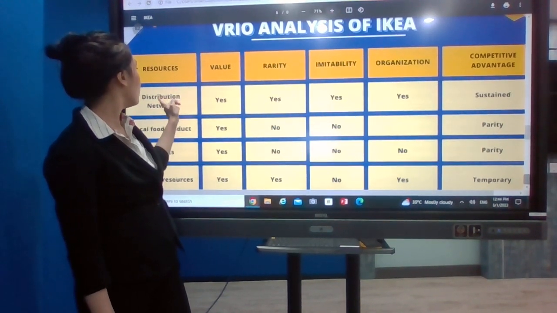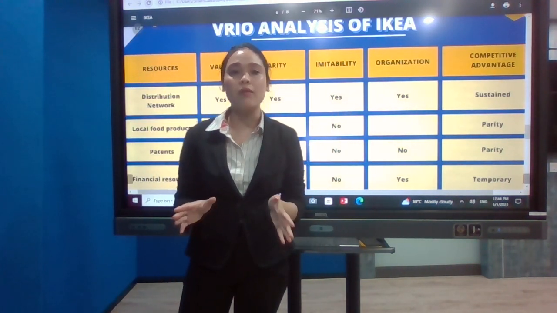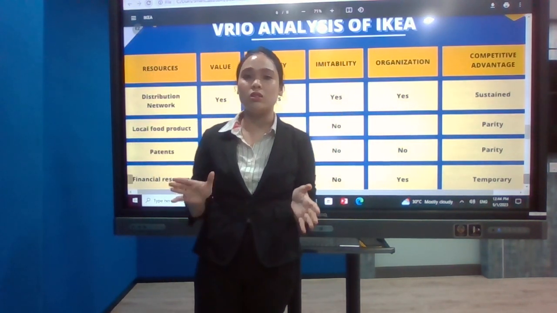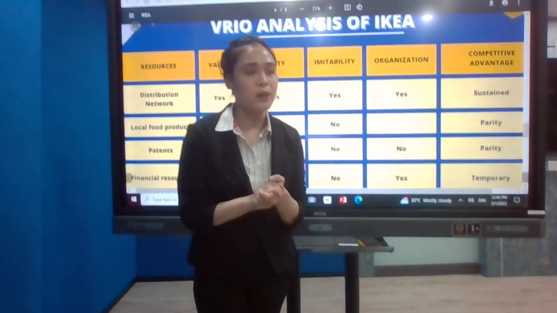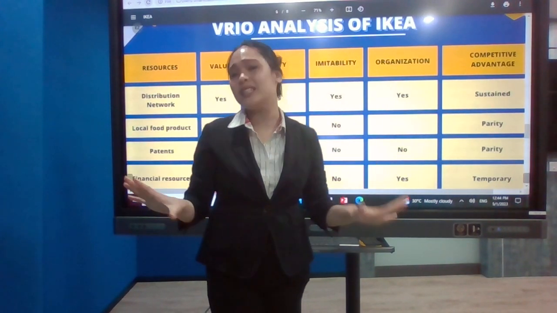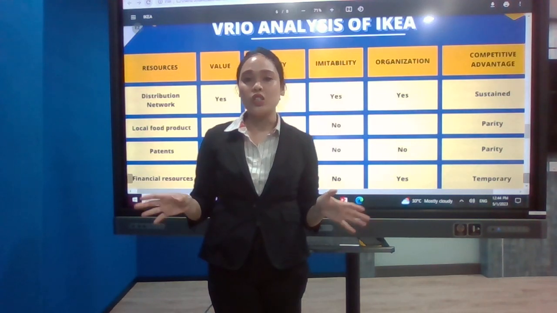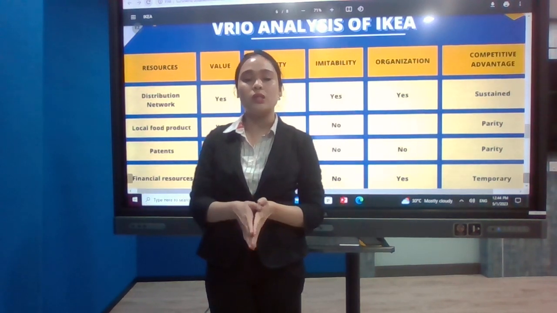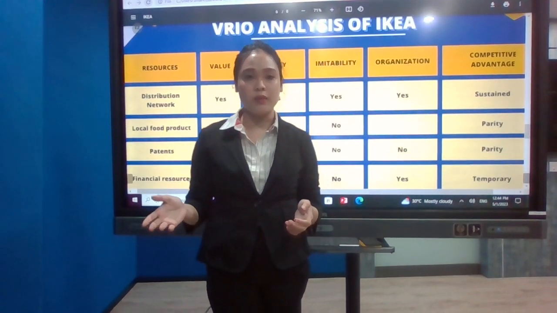So now we move to the VRIO analysis of IKEA, which is value. We have distribution network: yes. Why was that? Because the IKEA VRIO analysis shows that IKEA's distribution network is a valuable resource which helps in reaching out to more and more customers. So basically, this ensures a greater revenue for IKEA, and it also ensures that promotion activities translate into sales as the products are easily available.